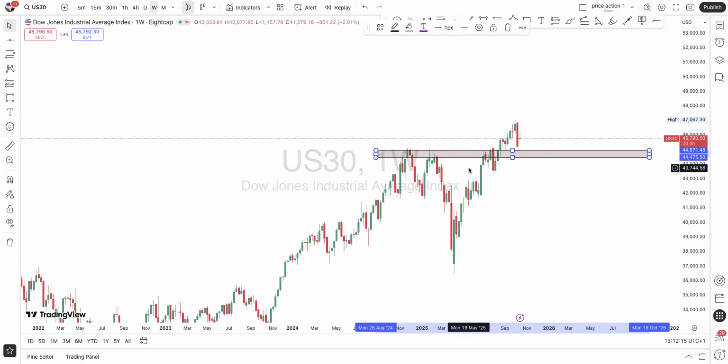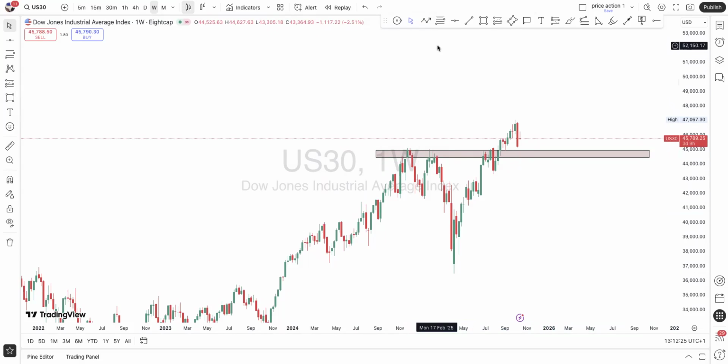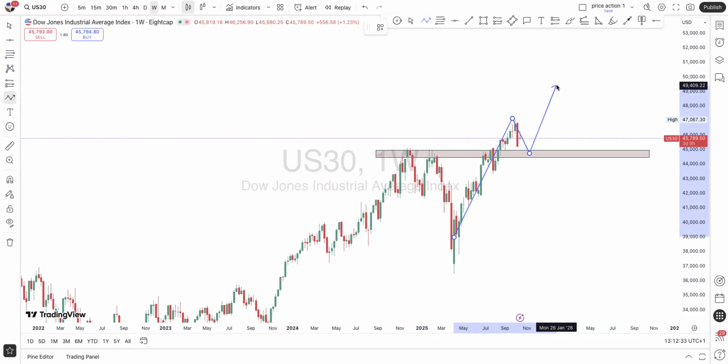All right, so stay calm and let's talk about US30. We can see that US30 broke this psychological level, and after the breakout, we probably have a retest before a continuation of the bullish trend. So we're done with the schematics on the weekly time frame.